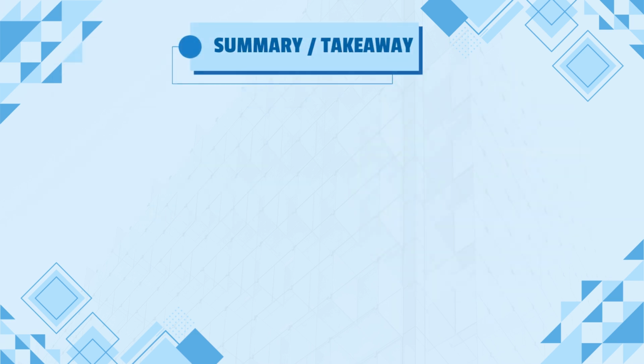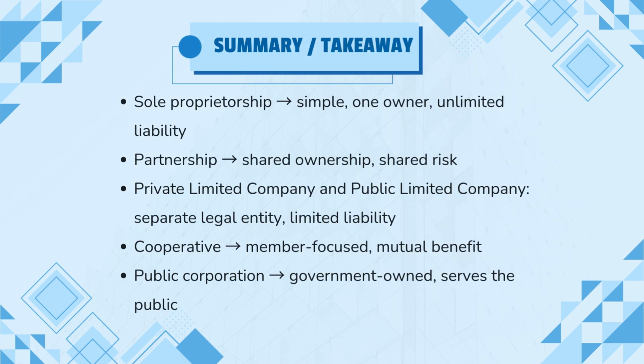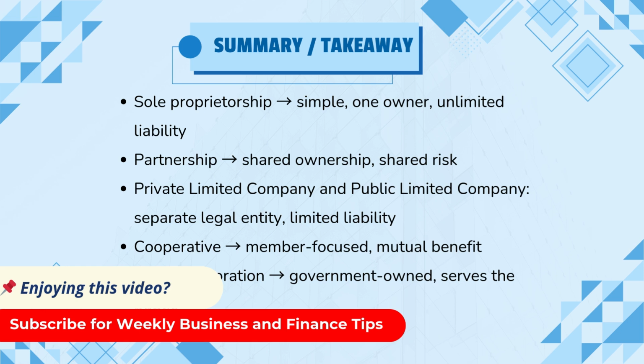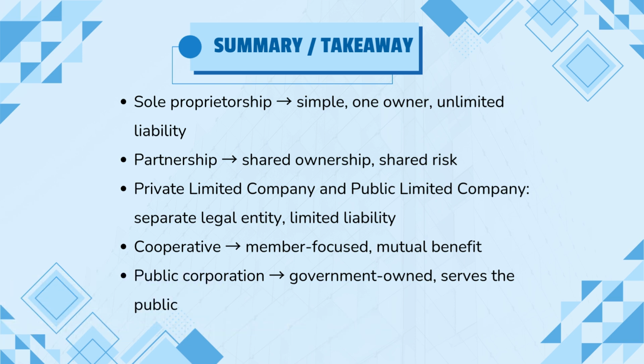So here is our summary for today. Sole proprietorship is one owner, unlimited liability. Partnership, shared ownership, then shared risk. Private limited company and public limited company, they have separate legal entity, limited liability. Then cooperatives, member focused, and then shared profits. Then public corporation, they are government owned and they serve the public.